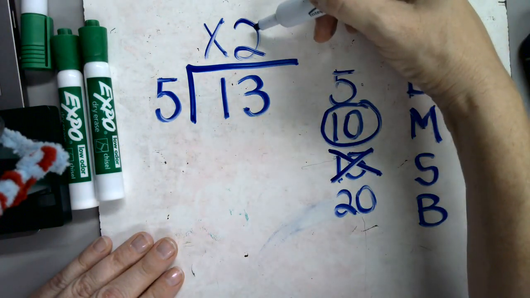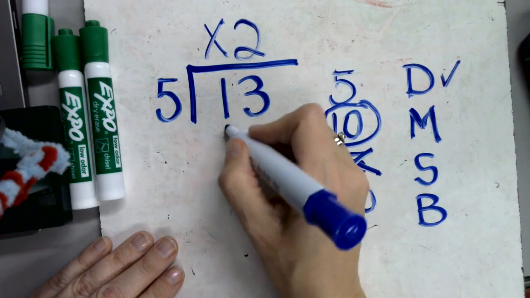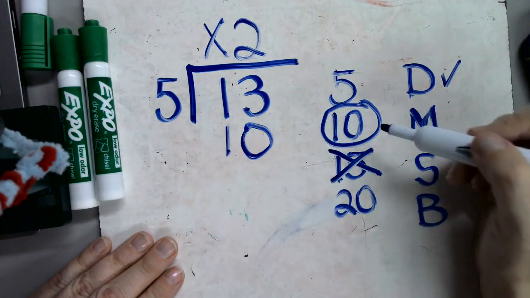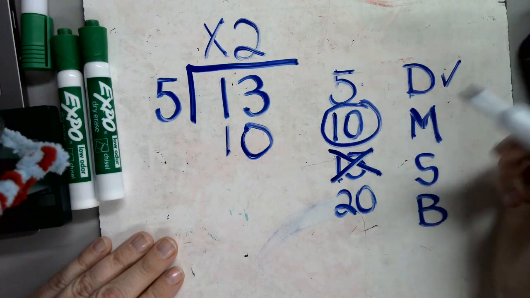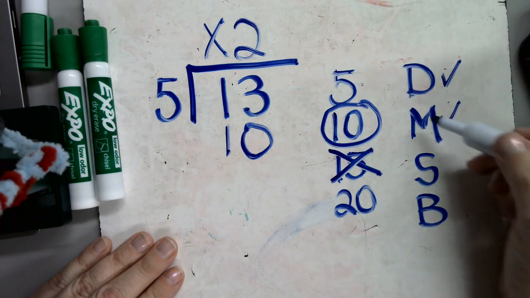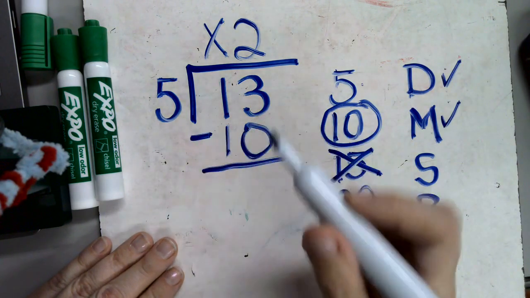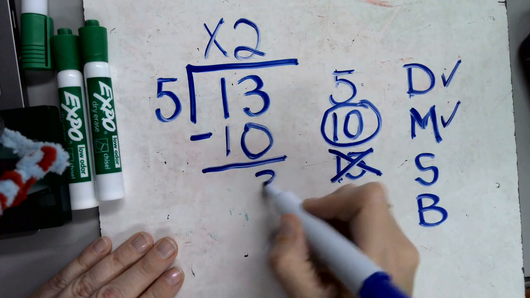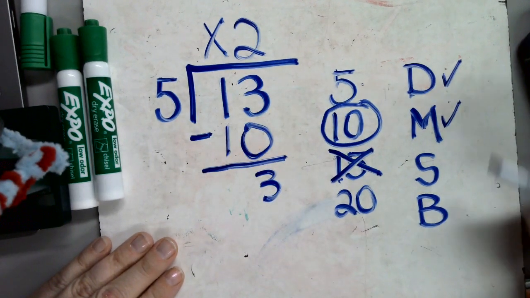We start up here where we just wrote our number, and we say 2 times 5 is 10. And you'll notice that's even the number that we circled with the multiples. So we've multiplied. Now we have to subtract. So we put our subtraction sign. 3 minus 0 is 3. 1 minus 1 is 0. We don't need to write the 0.